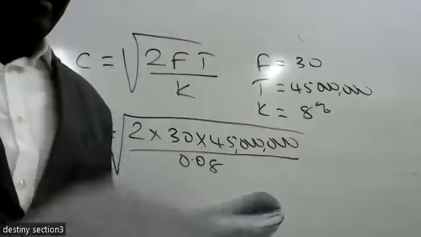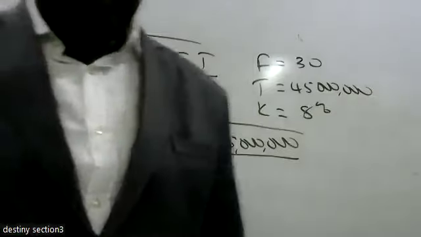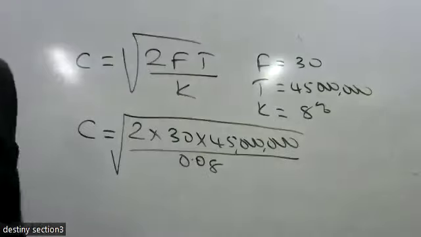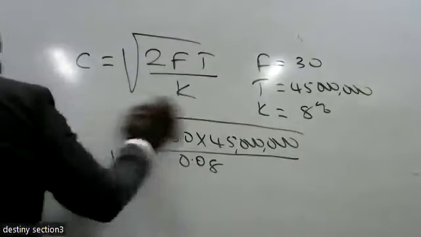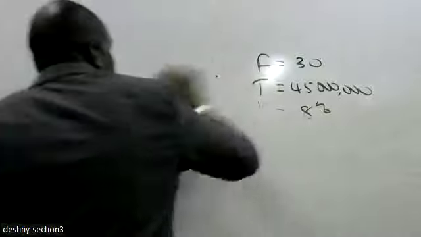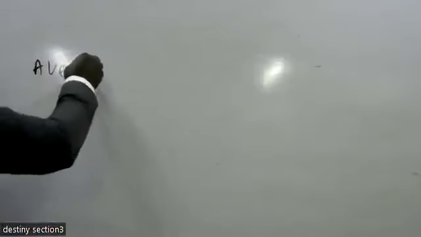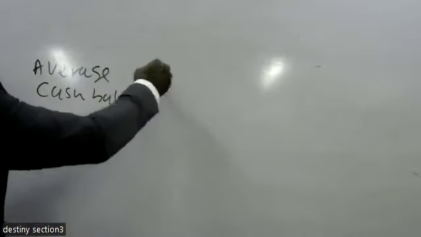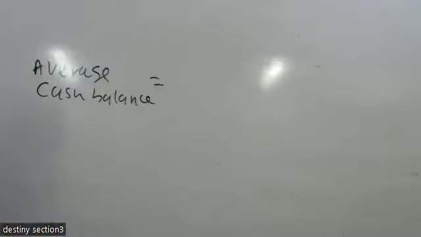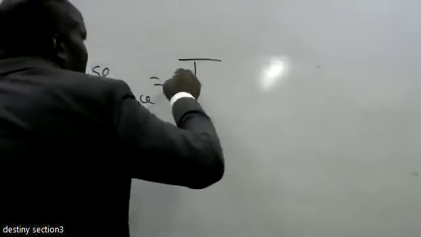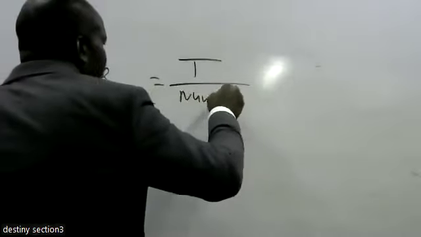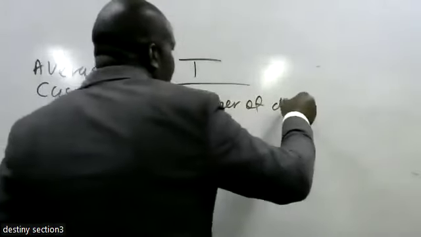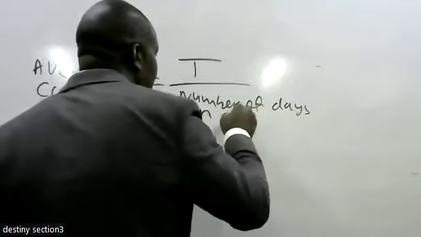Roman letter 2, average cash balance. How to get the average cash balance. So we also want to see how to compute the average cash balance. To get the average cash balance, simply take what was there as our T, divide by the number of days in a year.